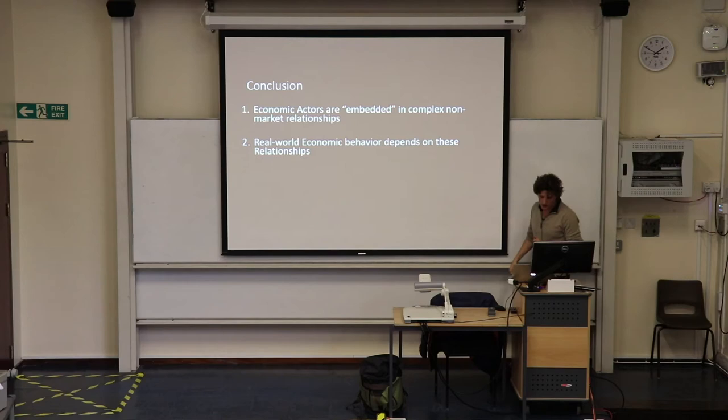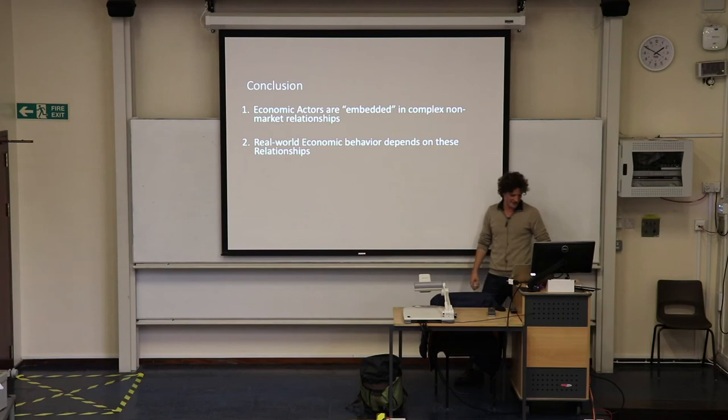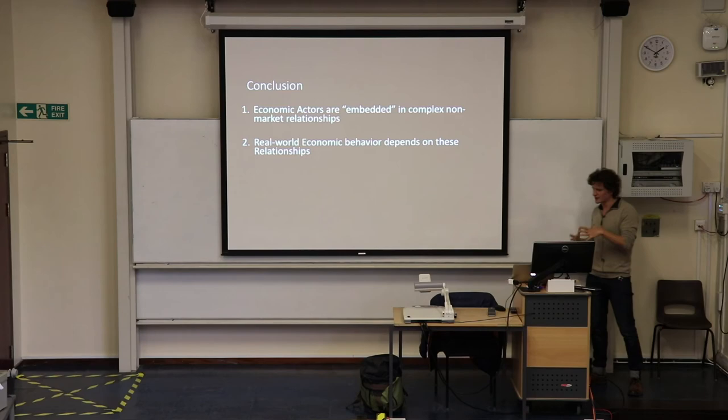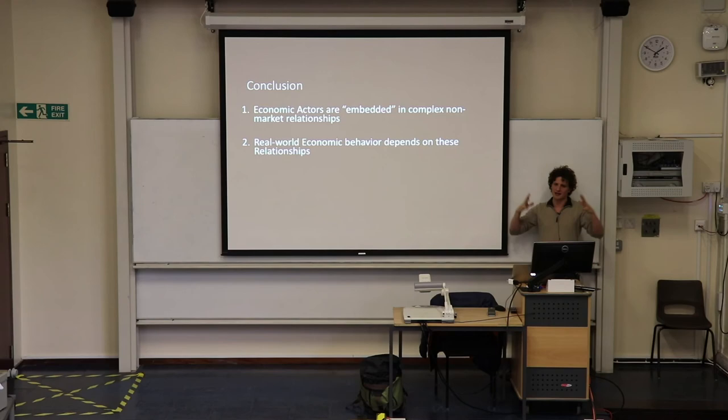Second conclusion is, I guess I said it already, that real world economic behavior depends on these relationships, right? So you cannot just assume a rational monad, utility maximizing actor who only cares about the transaction situation in itself. You have to think bigger. You have to think about all the relationships and how they format economic behaviors and economic processes.